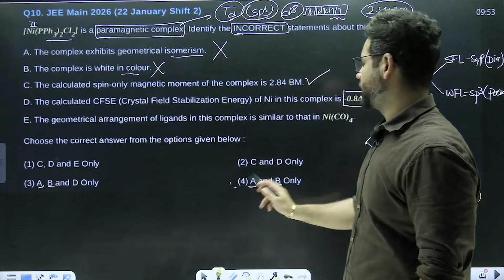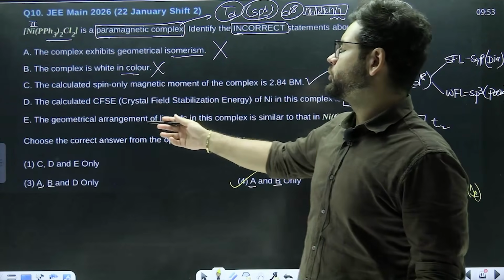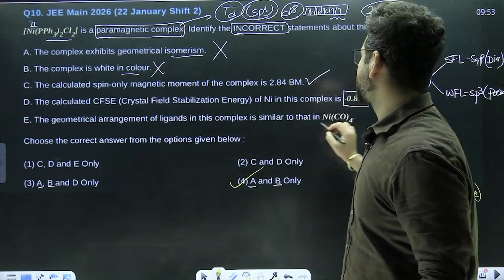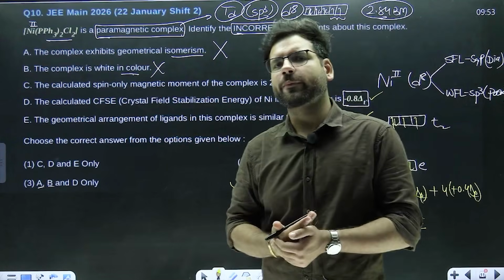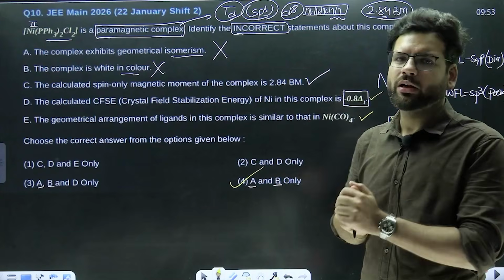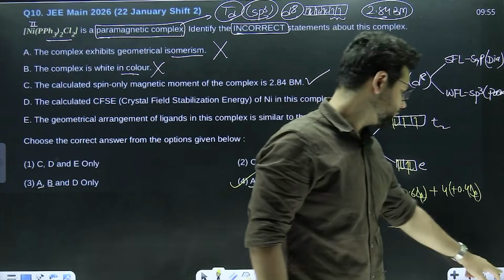So the answer would be A and B only are incorrect. D is looking correct. E also would be correct. The geometrical arrangement of ligand in the complex is same as Ni(CO)4, which is also correct. Ni(CO)4 is also tetrahedral, just like this particular complex. With this, we move on to our next question.